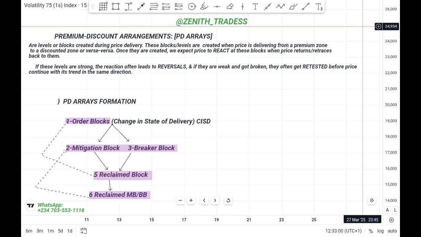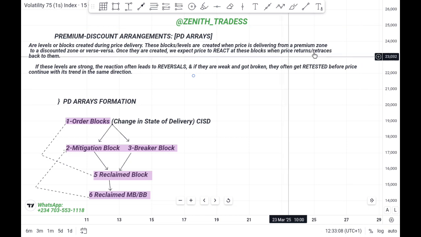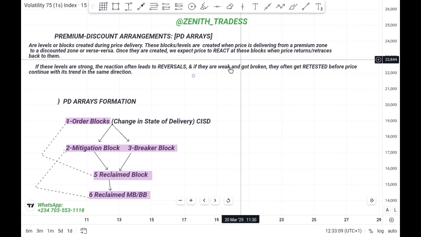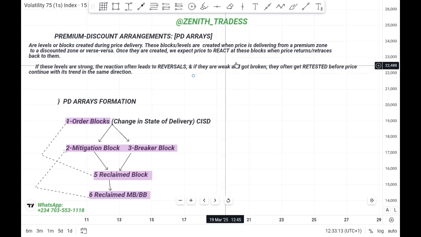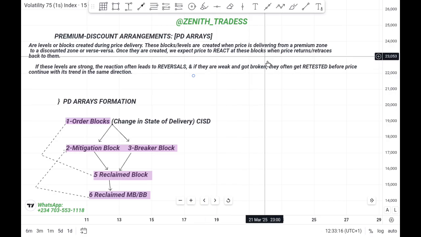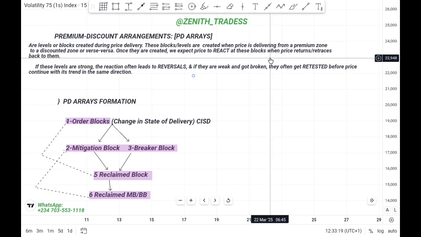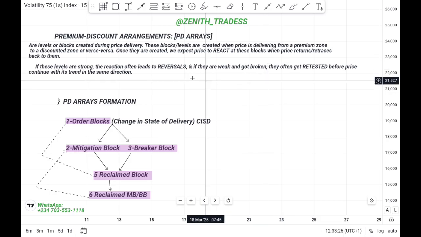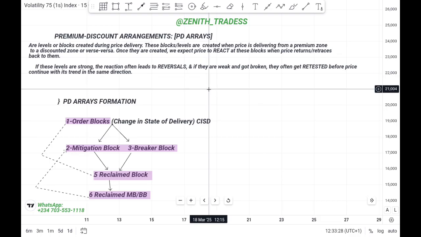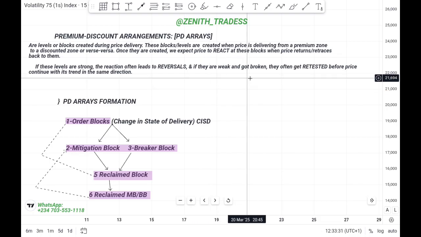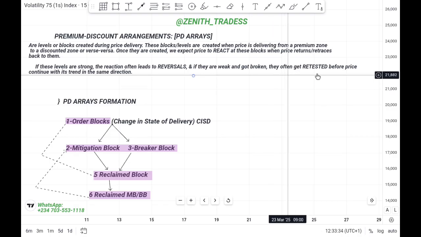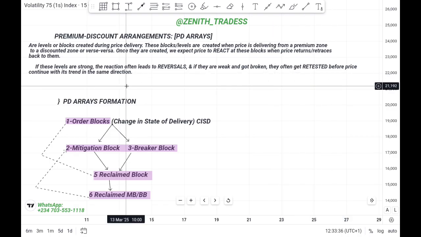So they are levels or blocks created during price delivery. These blocks or levels are created when price is delivering from a premium zone to a discount zone, or from a discount zone to a premium zone. Once they are created, we expect price to react at these blocks or levels when price returns or retraces back to them. If they are strong levels, the reaction often leads to reversals, right? When price retraces to them, we expect price to reverse. But if they are weak and eventually get broken, then they often get retested before price continues with its trend in the same direction.